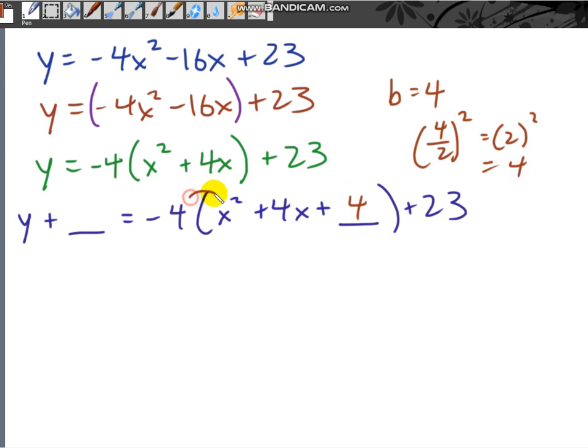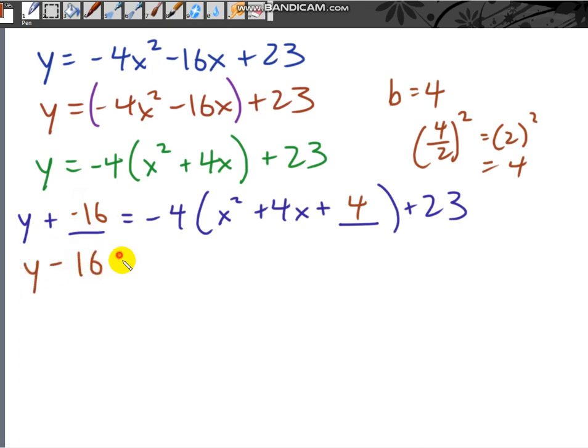And then think about what you are doing when you're distributing that negative 4 back in. Here you have a negative 4 times 4 on the right hand side. So what that means is you're going to have a negative 4 times 4 on this side, or in other words, a negative 16. Okay, now let's go ahead and clean this up.